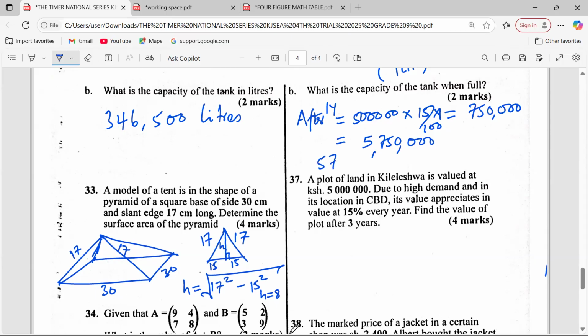shall again appreciate. 5 million, we multiply by 15%. So it shall increase by 862,500, which means after 2 years, the value shall be 862,500. Now we add the value it had, 5,750,000. And this is going to be 6,612,500.